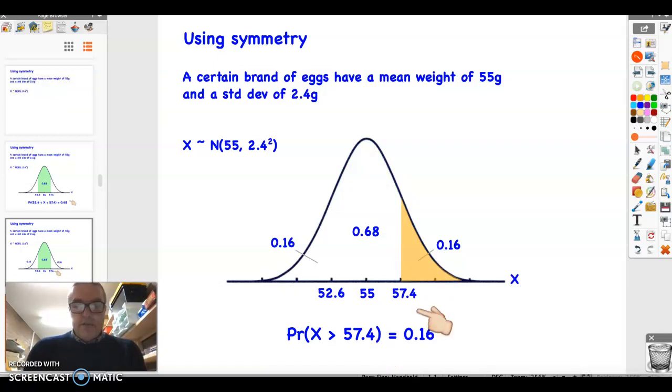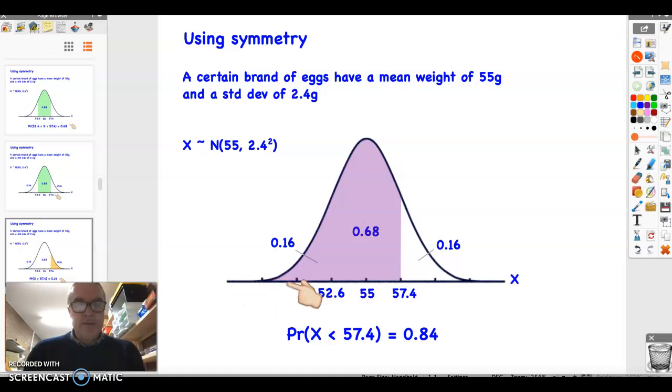So there you can see I've shaded in the area that's above one standard deviation, and because of the symmetry we're able to say to 2 decimal places that probability is 0.16. Because of that, we could also use the complement. What is the area lower than one standard deviation above the mean?